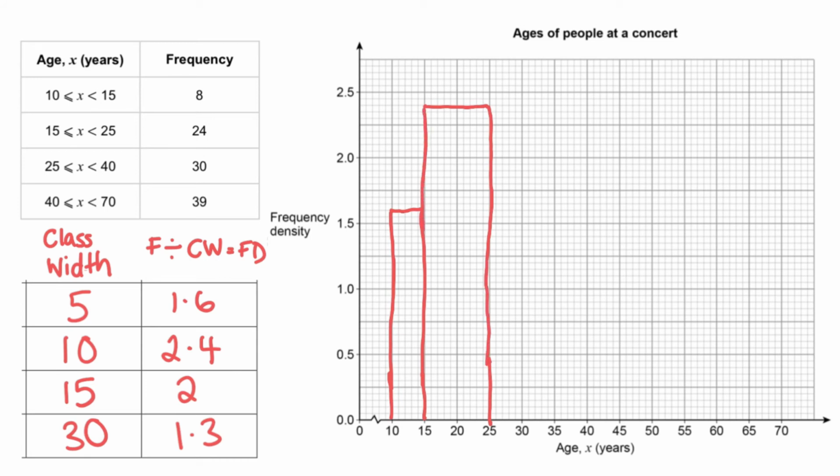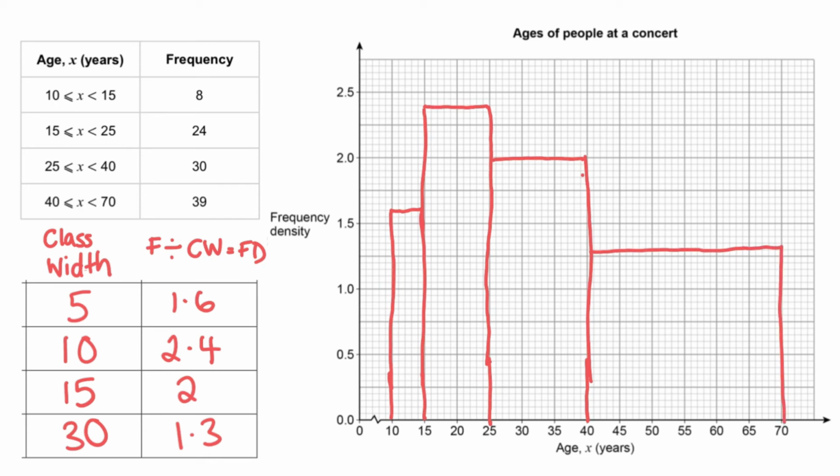The next bar, the range is from 25 to 40, and the frequency density is 2. So that's this bar here. And then the next range is from 40 to 70, which is 1.3. So that's going to be this bit here, all the way to 70.